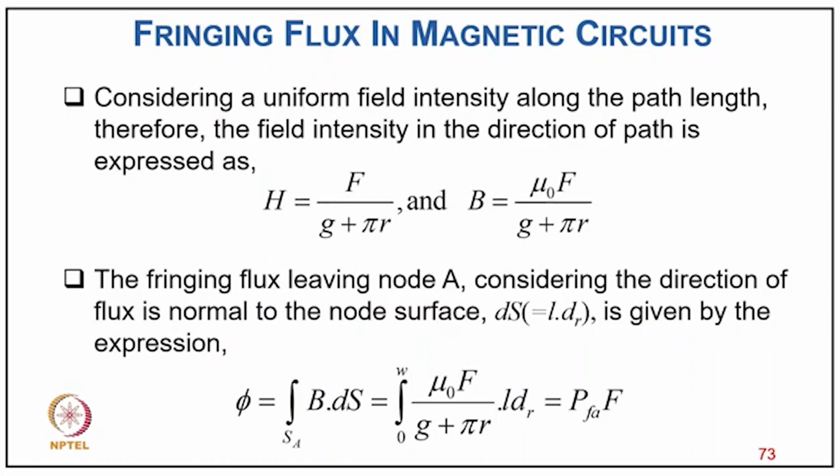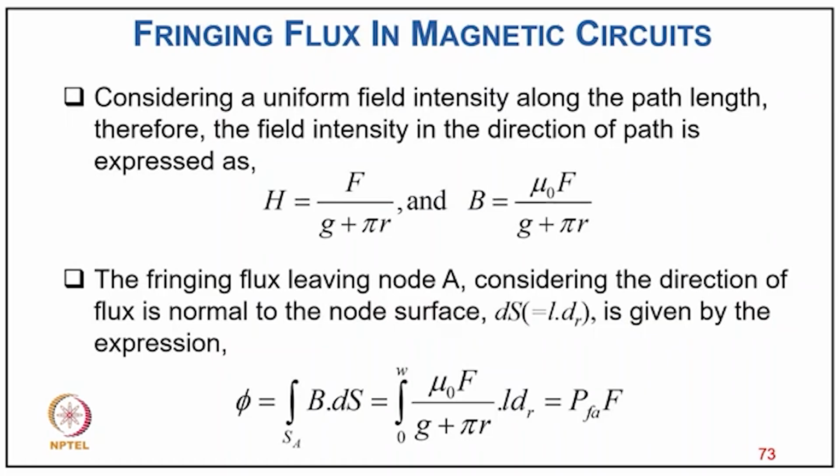Therefore, the field intensity in the direction of path is expressed as H equal to F upon G plus phi R, and B equal to mu 0 F divided by G plus phi r. The fringing flux leaving node A, considering the direction of flux is normal to the node surface, and D is equal to L dr, is given by the expression.